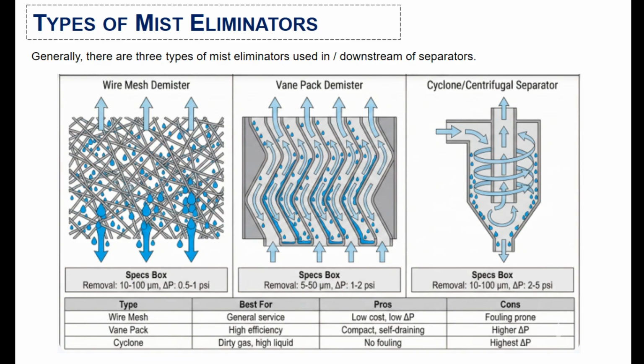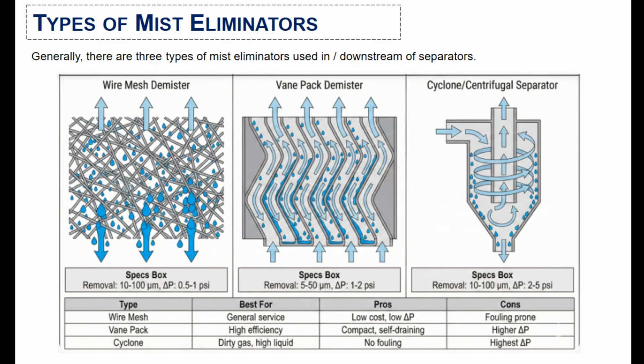For the mist eliminators, there are mainly three types which are used downstream of separators. The first one is the wire mesh demister. The wire mesh demister has the capability to remove 10 to 100 micrometer droplets, and it creates a pressure drop of 0.5 to 1 psi. It is best for general service and has a low cost and low pressure drop, but it can easily be scaled and fouled during the process.